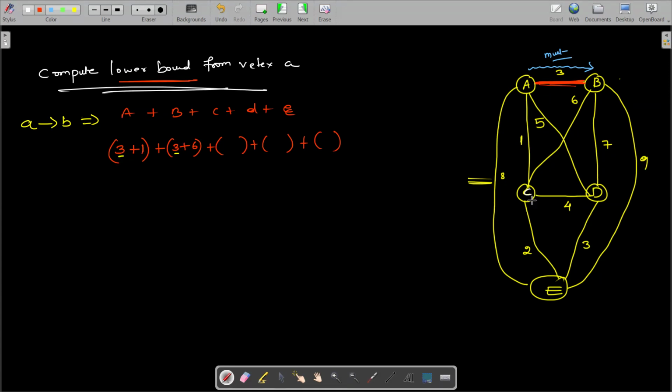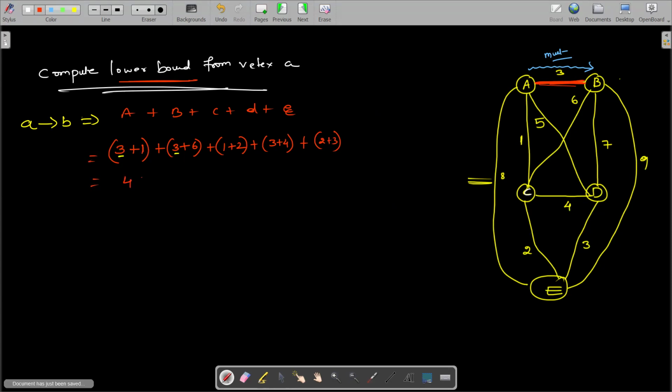Now fine, again C. When you go to the C, what is the minimum you are going to get? 1 and 2. Same thing you write, 1 plus 2. Again, when you go to the D, what is the minimum? Actually 3 and 4. Same thing, 3 plus 4. Again, when you go to the E, what is the minimum? 2 plus 3. Same thing, 2 plus 3. And calculate it now. What is the value we're going to get?